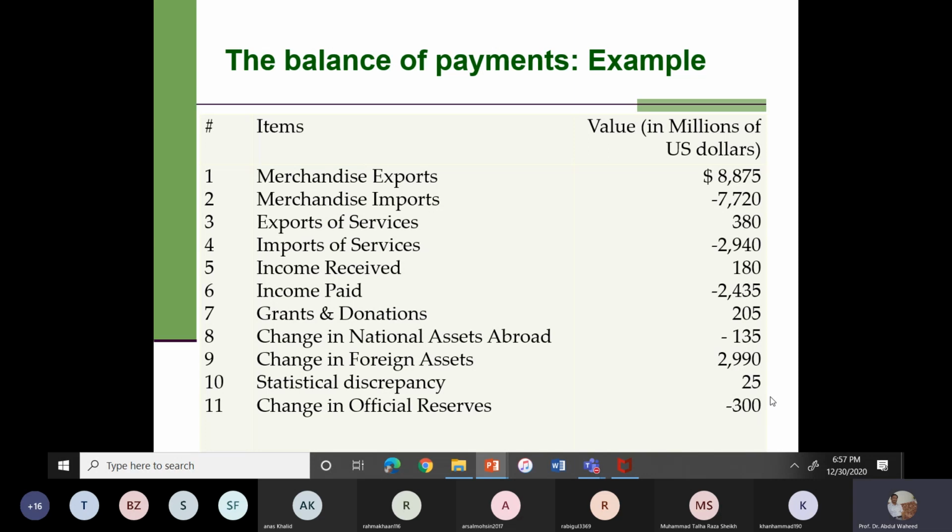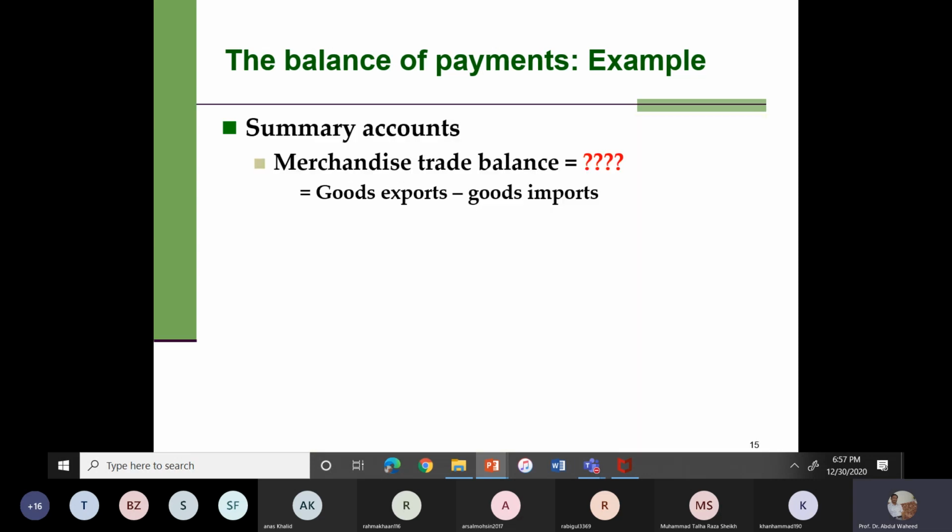Now we can calculate different accounts. If we want to calculate the merchandise trade balance, this is just exports minus imports. Just write this down. Merchandise trade balance formula equals export of goods minus imports of goods. Only goods.